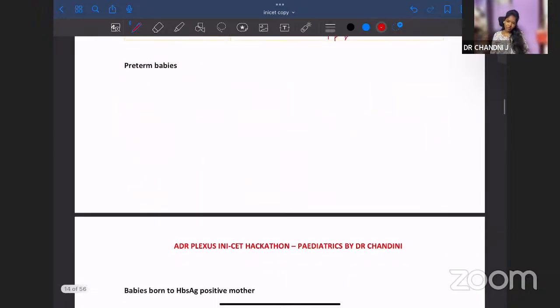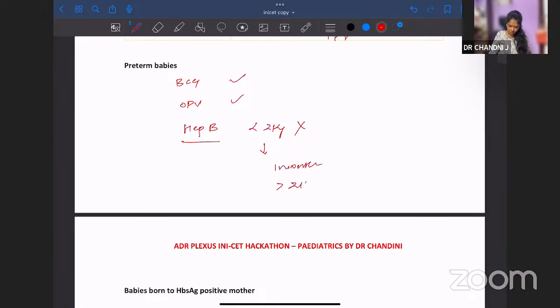Next. Preterm babies. So what about preterm babies? What are the vaccines we give at birth? 3 vaccines we give, right? BCG, OPV, hepatitis B. You can give BCG and OPV irrespective of the birth weight of the baby. For hepatitis B, babies less than 2 kg are not supposed to be given hepatitis B. Then when to give? You wait for 1 month after birth or when the baby becomes more than 2 kg, whichever is earlier.